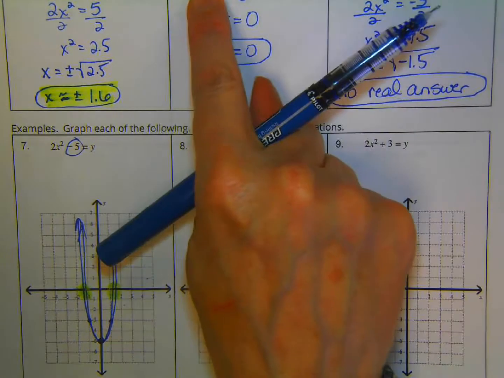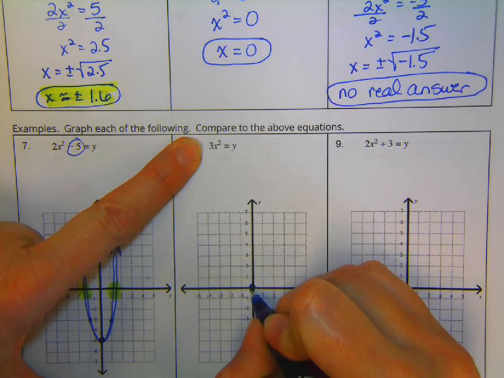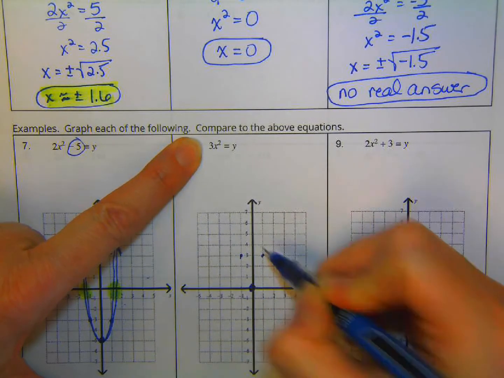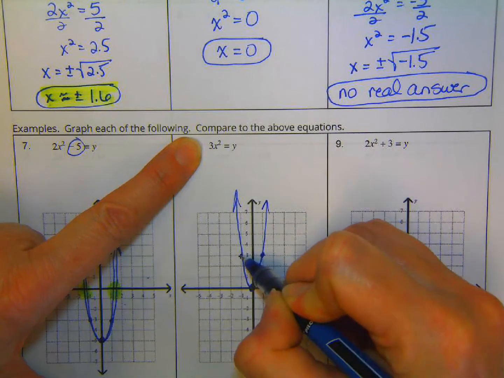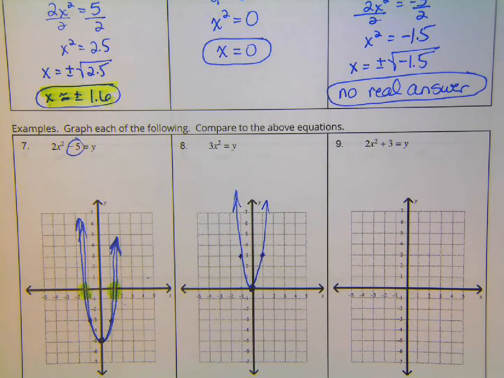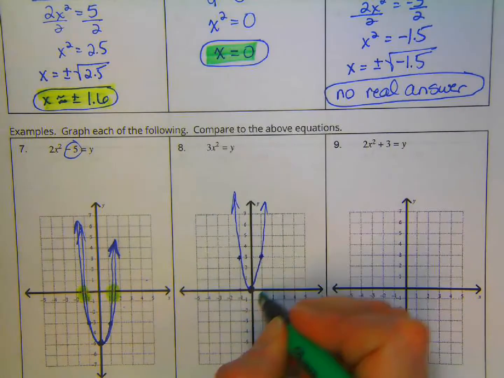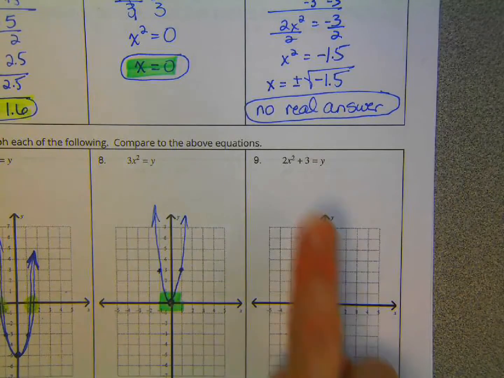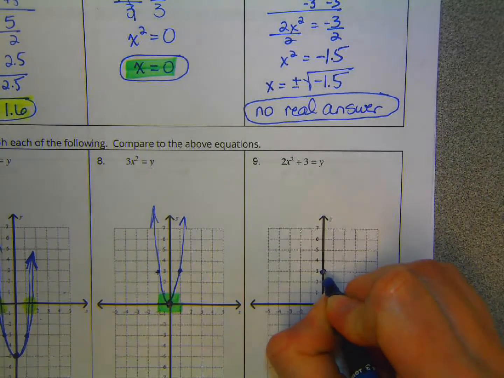This one right here, if we graph 3x squared equals y, the vertex is 0, 0. We go over 1 and up 3, over 1 and up 3. And lo and behold, what is the x-intercept? It's 0.